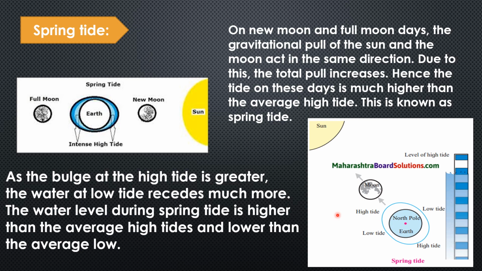Now, as the bulge at the high tide is greater, the water at the low tide recedes and becomes much more. So the water level during the spring tide is higher than the average high tides and lower than the average low tides.